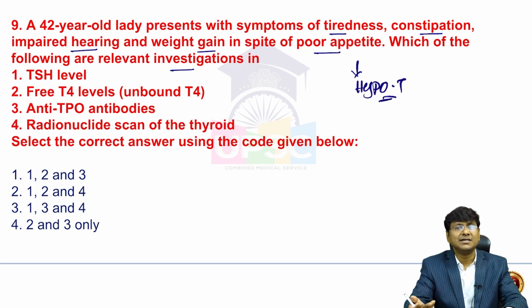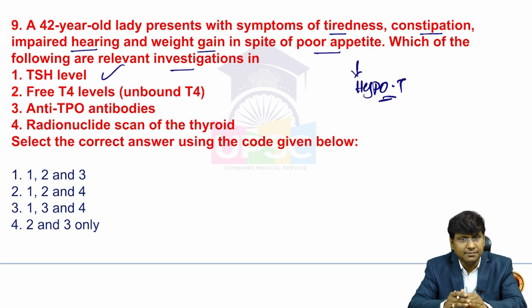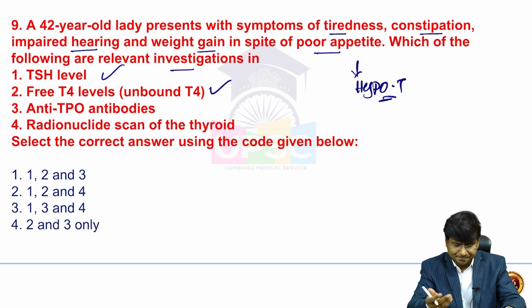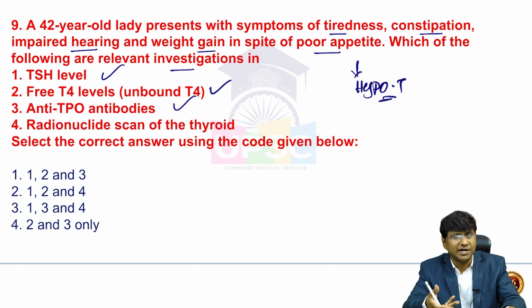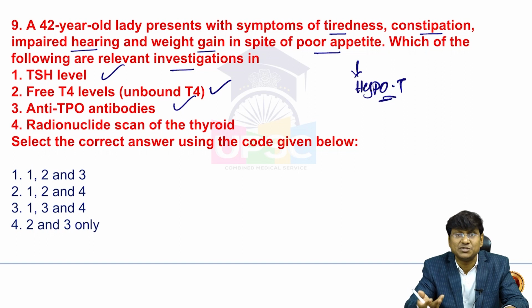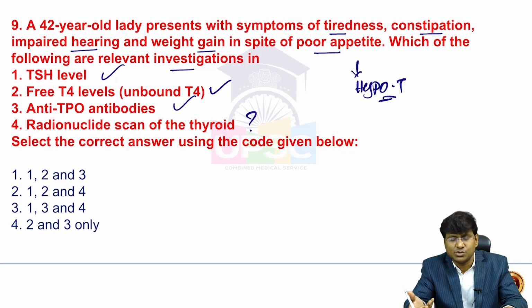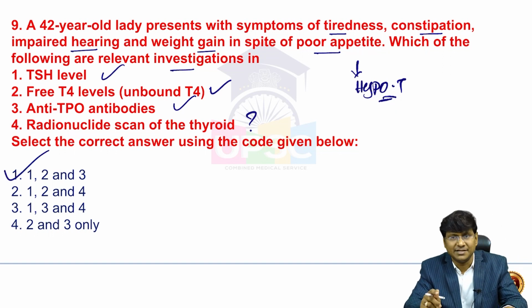Okay, now what are the relevant investigations? TSH, yes, it is important. Free T4, yes, that is also very, very important. Then anti-TPO antibodies in Hashimoto's, what did we discuss just now? Yes, it is anti-TPO antibodies, which are thyroid peroxidase antibodies, which are important in hypothyroidism. And radionuclide scan for the thyroid, like it is a question mark. In some cases of hypothyroidism it is required and in some cases it is not required. So the best answer would be what? That is 1, 2 and as well as 3.